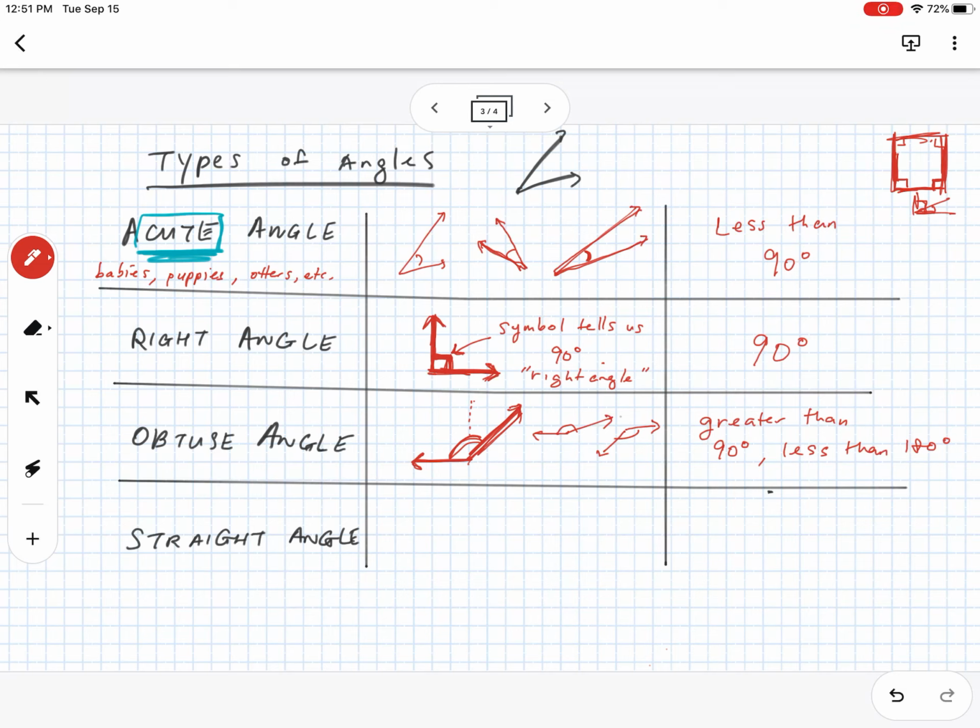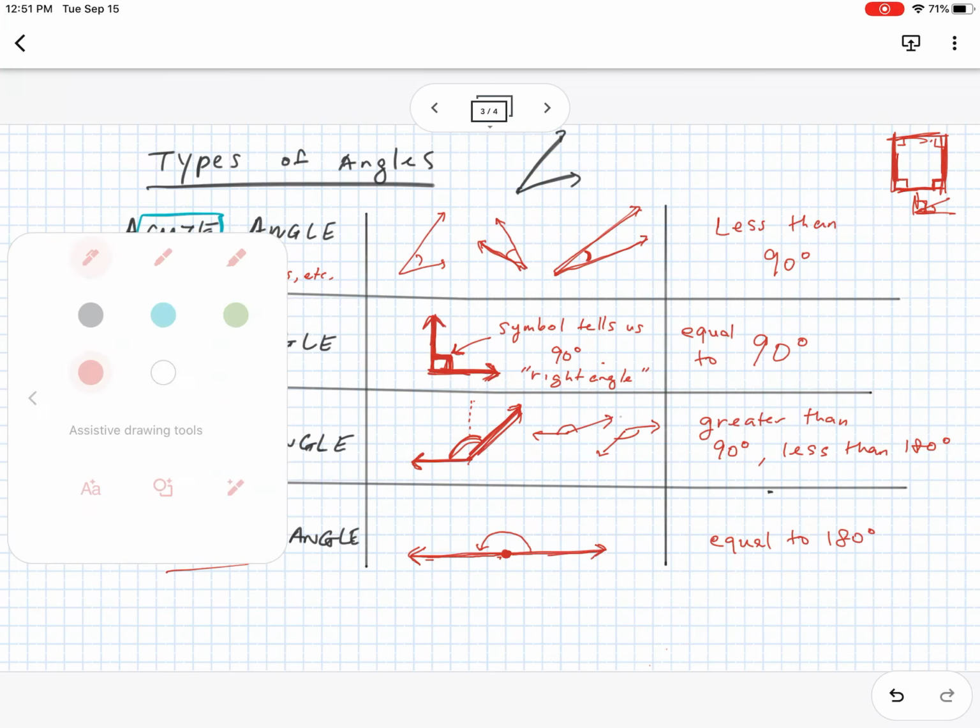And then our last angle is called a straight angle. So that word straight gives us a hint as to what this angle would look like. A straight angle would start at one end and then it would connect with the point, and then the other end would continue on exactly in the same direction. And so this right here, we would say is equal to 180 degrees.